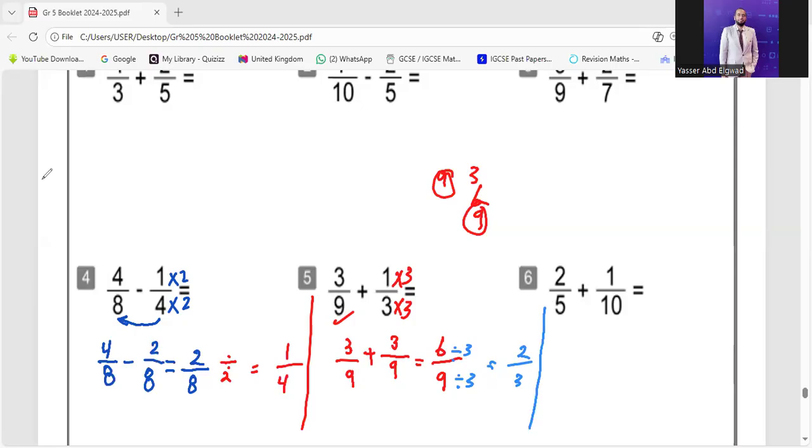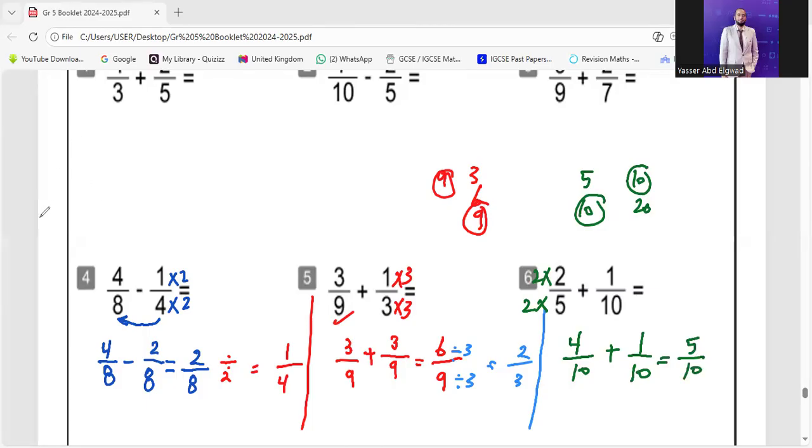Last question. Here we have to multiply by 2. We can change 5 to 10, multiply by 2, or skip count like 5, 10, and here 10, 20. They meet in 10. We change 5, multiply by 2, and 2 multiply by 2, we get 4 out of 10, plus 1 out of 10. If you add them, we get 5 out of 10.